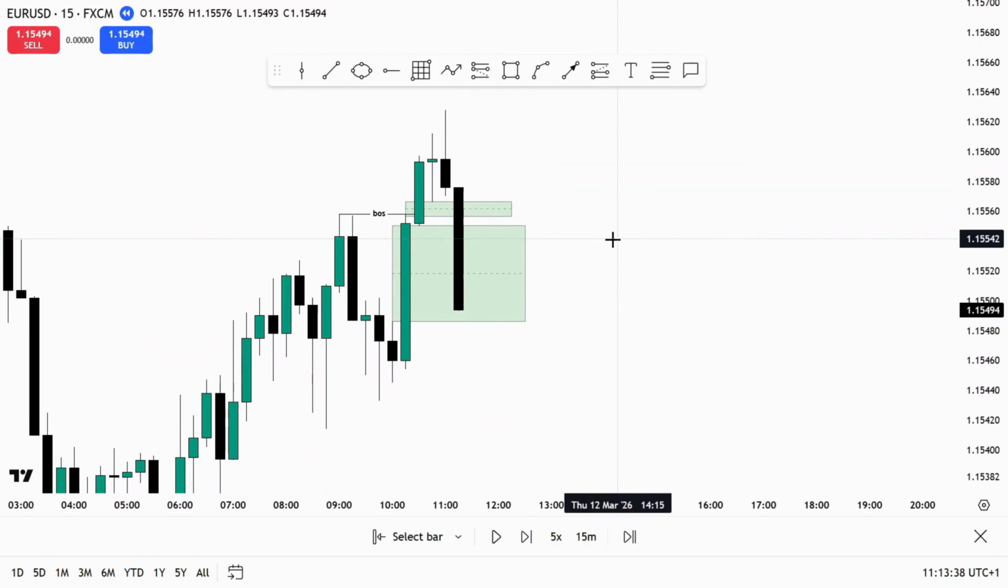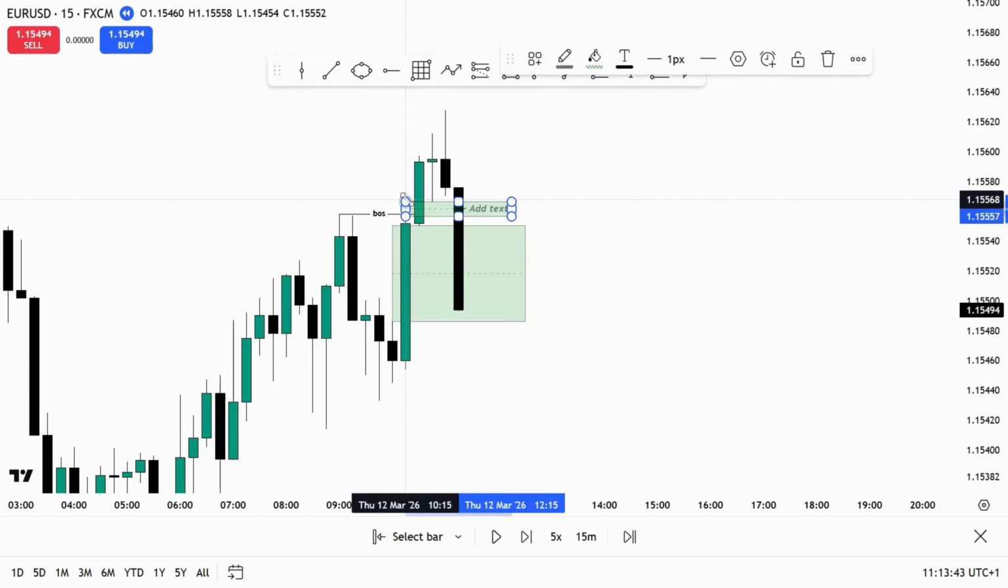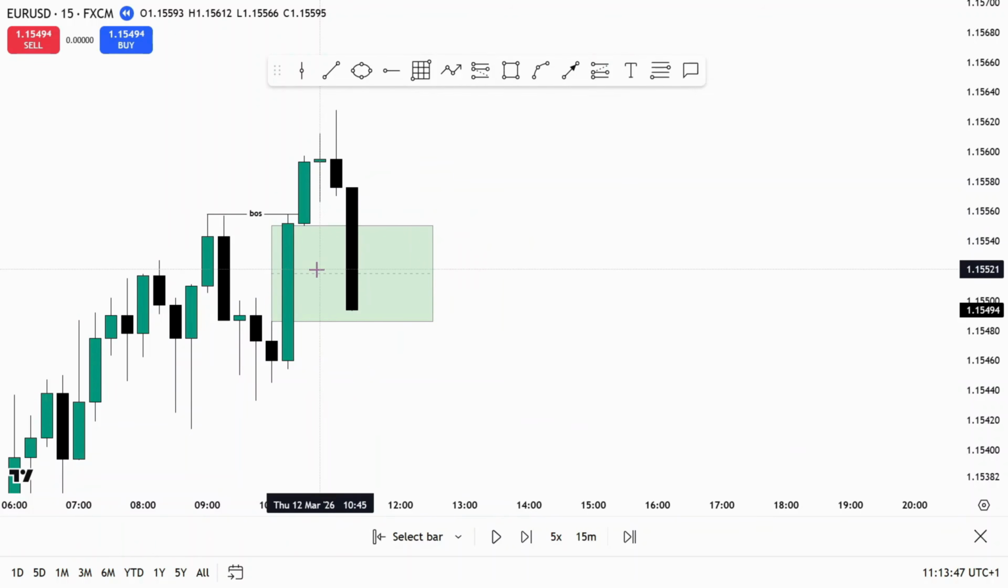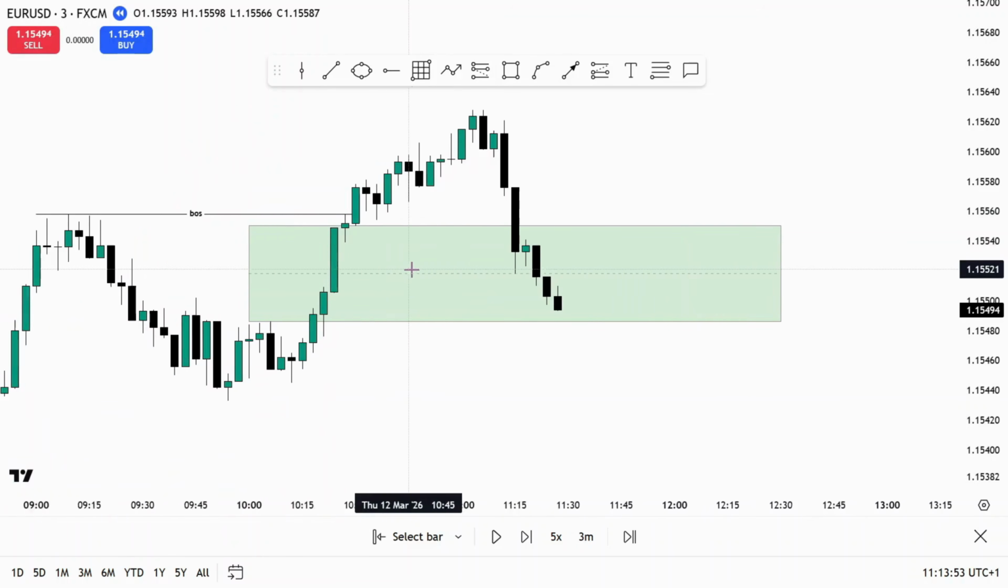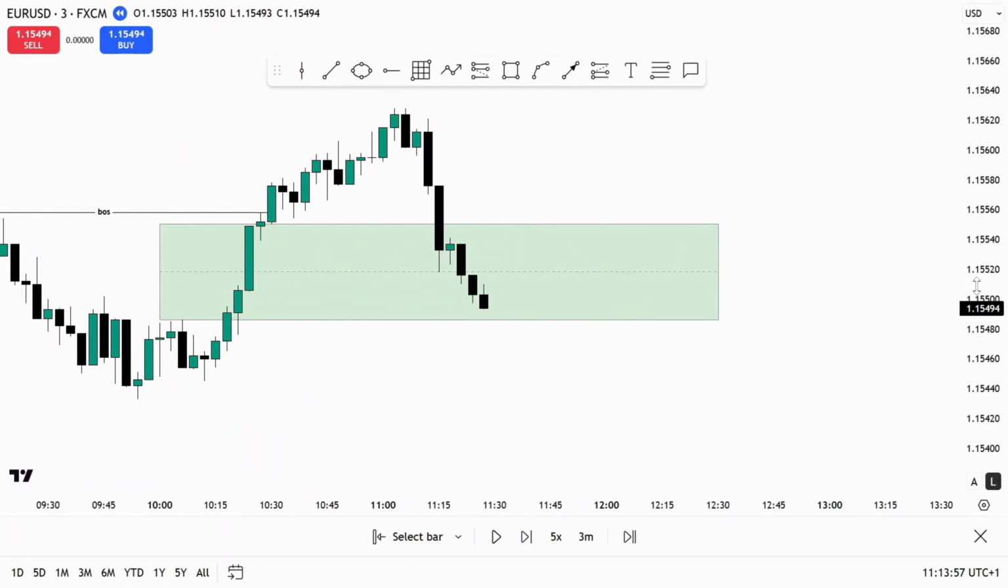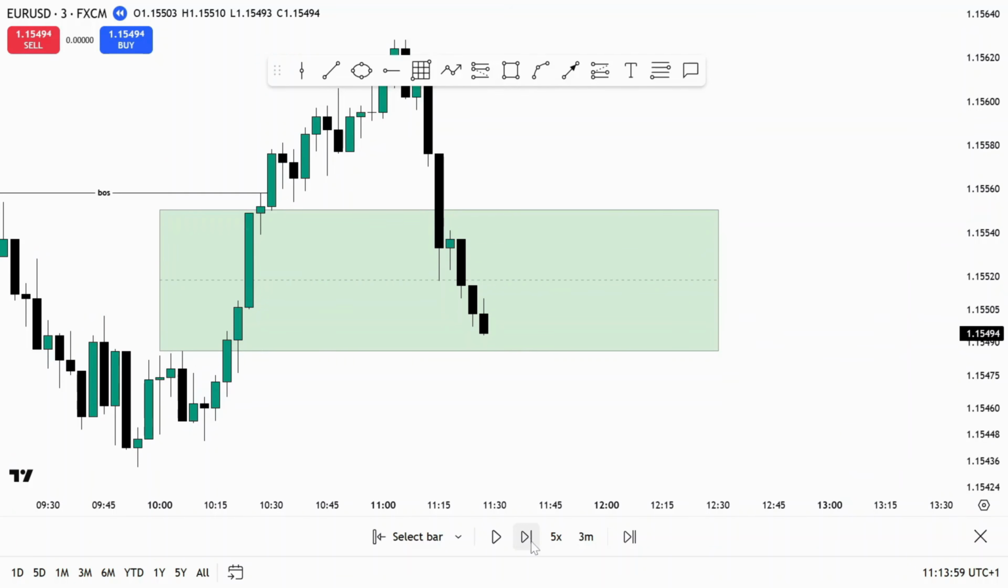So here you can see the price disrespected the first bullish fair value gap. So we can delete that one. And here you can see the price has come back into this other bullish fair value gap. This is when we can then go down to the lower time frame and wait for price to displace above the last bearish candle. So let's play price forward a bit.